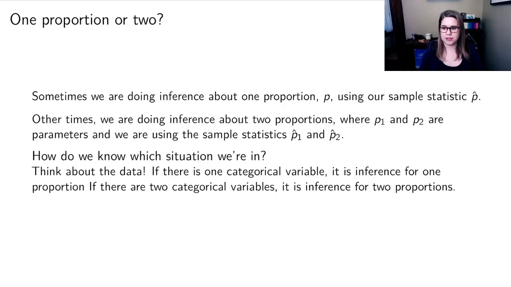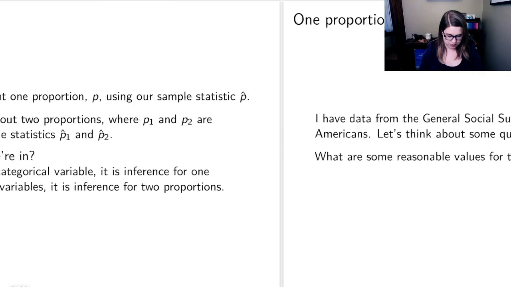And the question is, how do we know which situation we're in? And the way to solve this is to think about the data. So if there's just one categorical variable that we're thinking about, then it's inference for one proportion. If there are two categorical variables, then we're doing inference for two proportions.